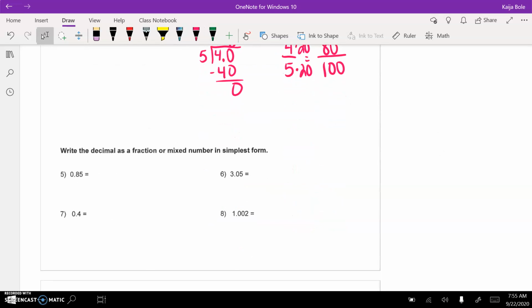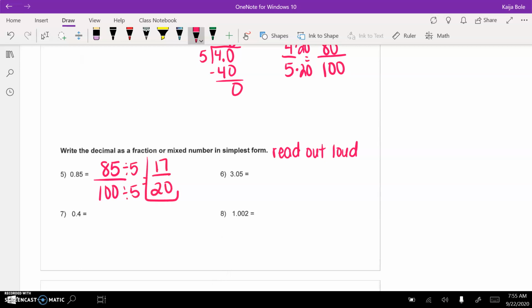The second part, write the decimal as a fraction or mixed number in the simplest form. So my tip is to read it out loud. Like the first one would be 85/100ths, so 85 over 100. Now you do need to simplify always, so I can divide both of these by 5, and I would get 17/20ths. Okay, so that's the first page.